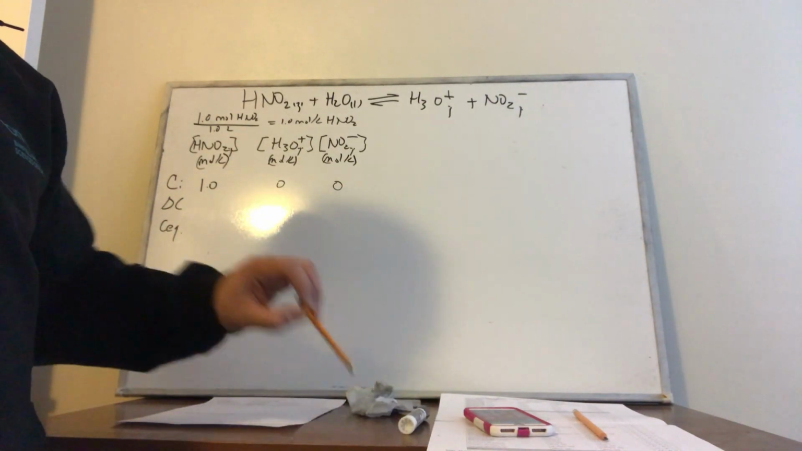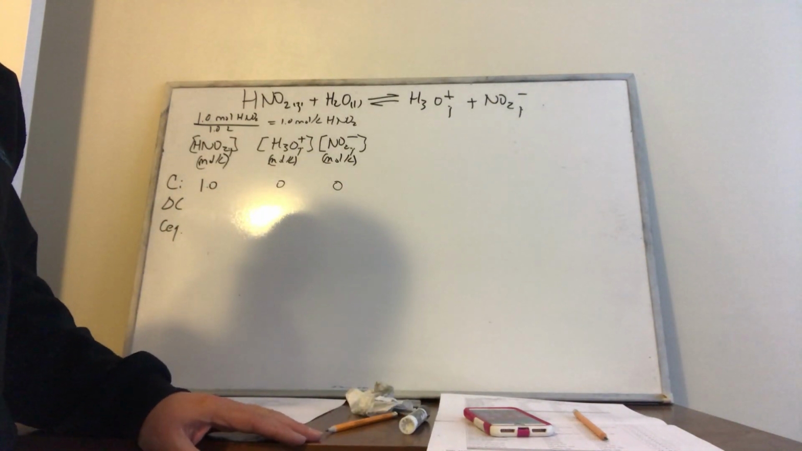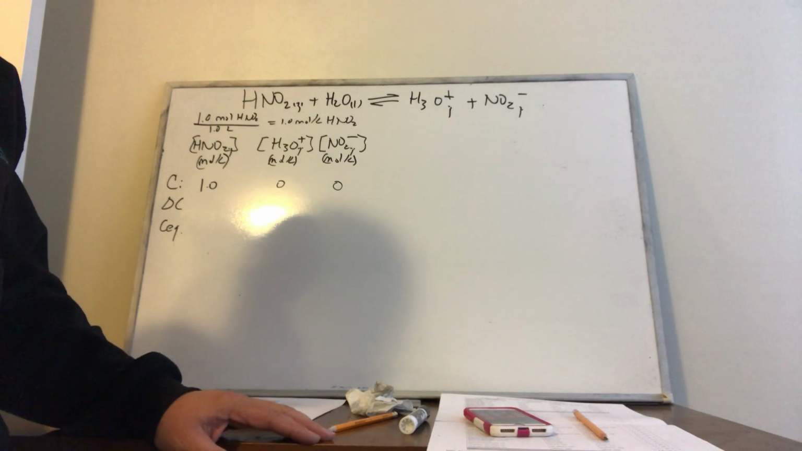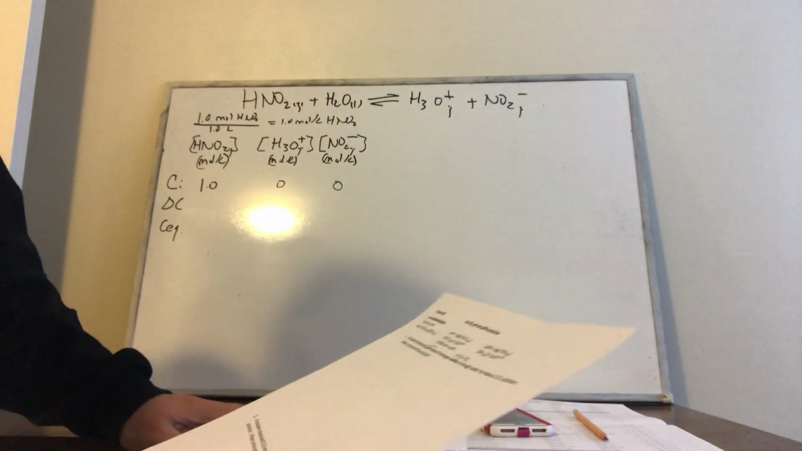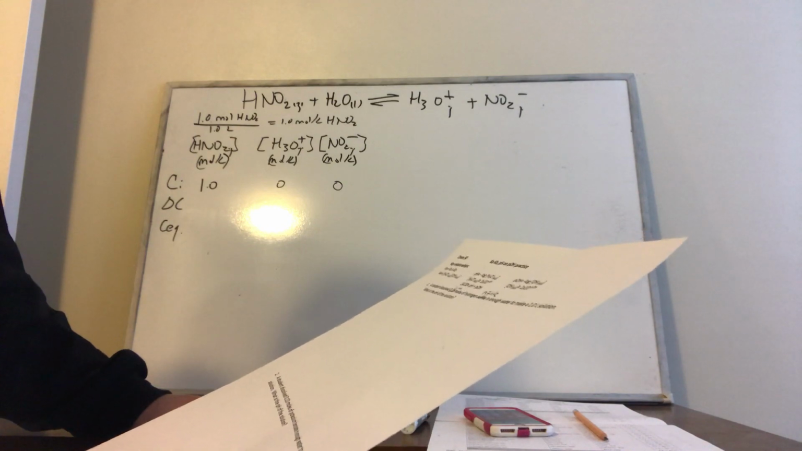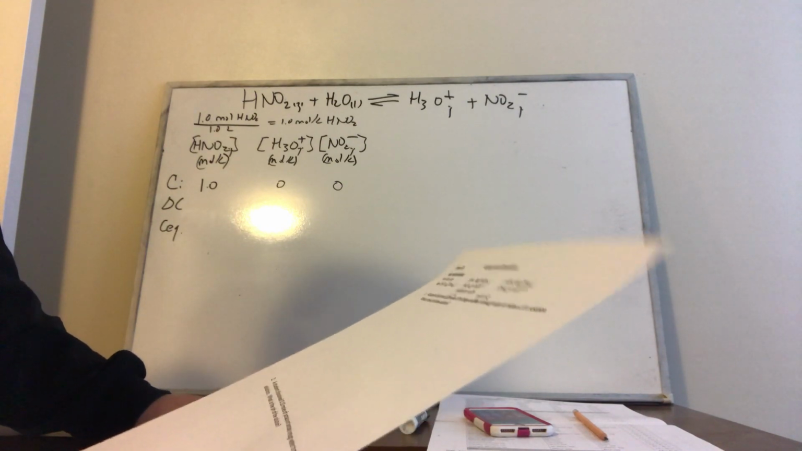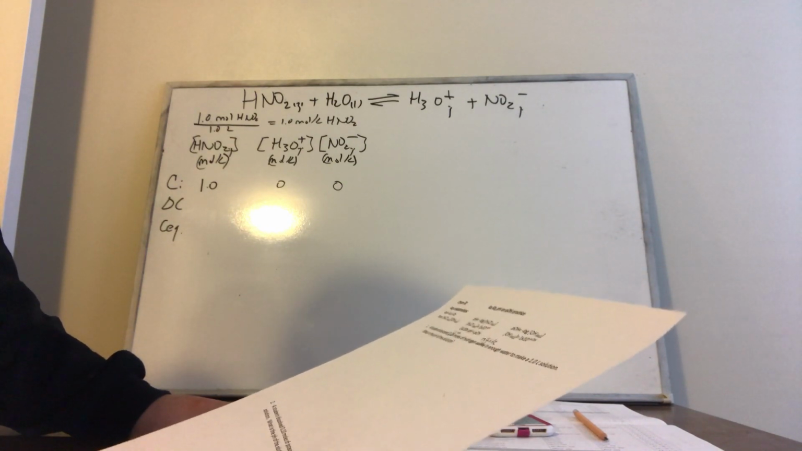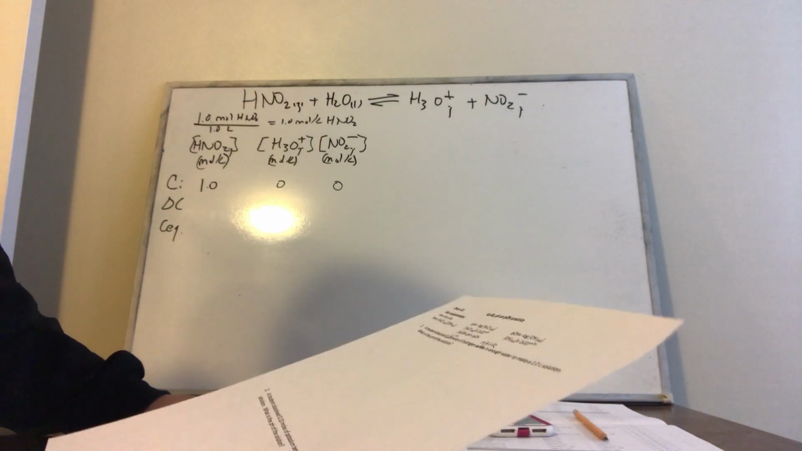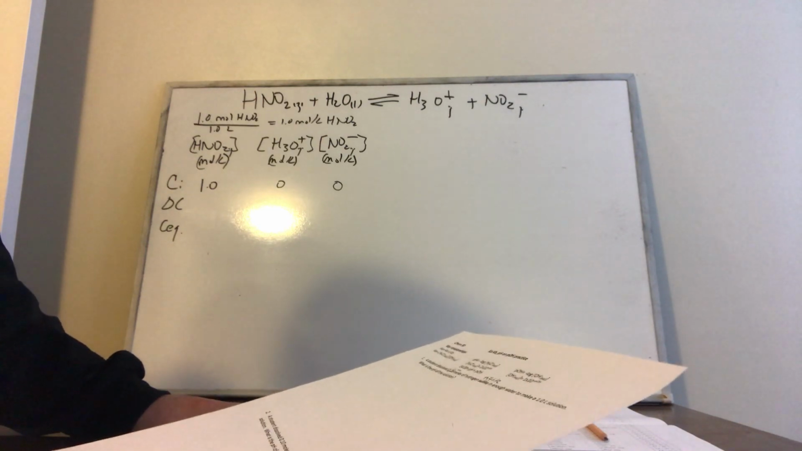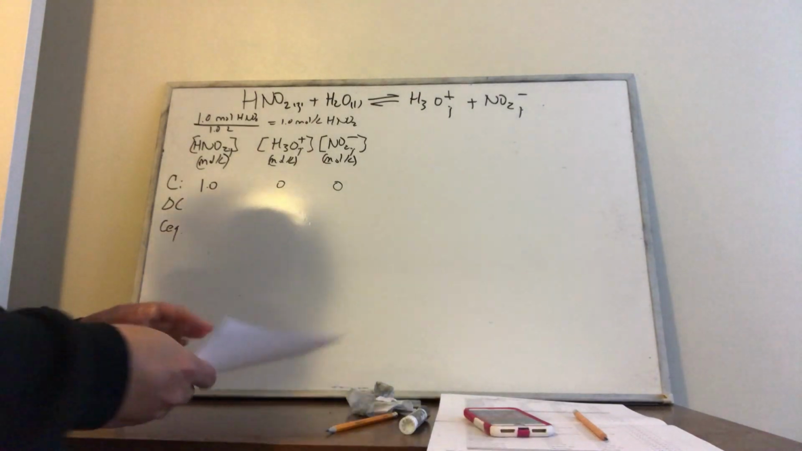So you can either download the new one or change it to: a student dissolved 1.0 moles of hydrogen nitrite in enough water to make a 1.0 liter solution. What is the pH of the solution? So it's 1.0 moles of hydrogen nitrite.